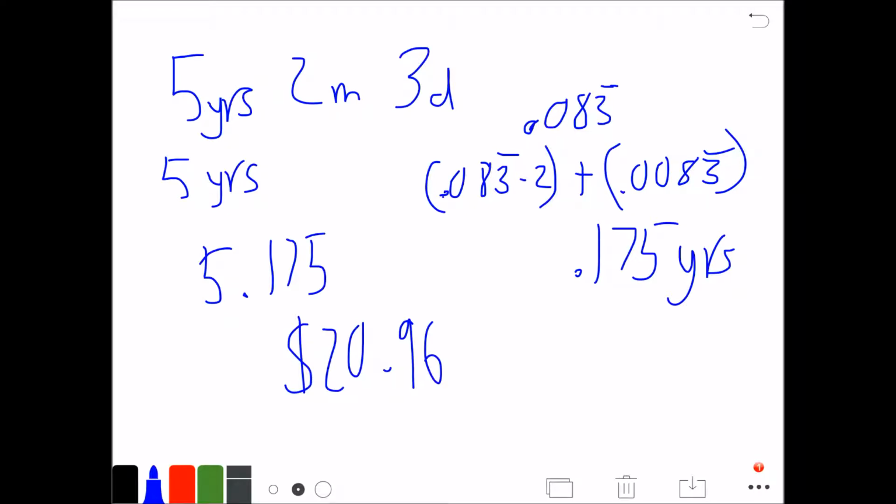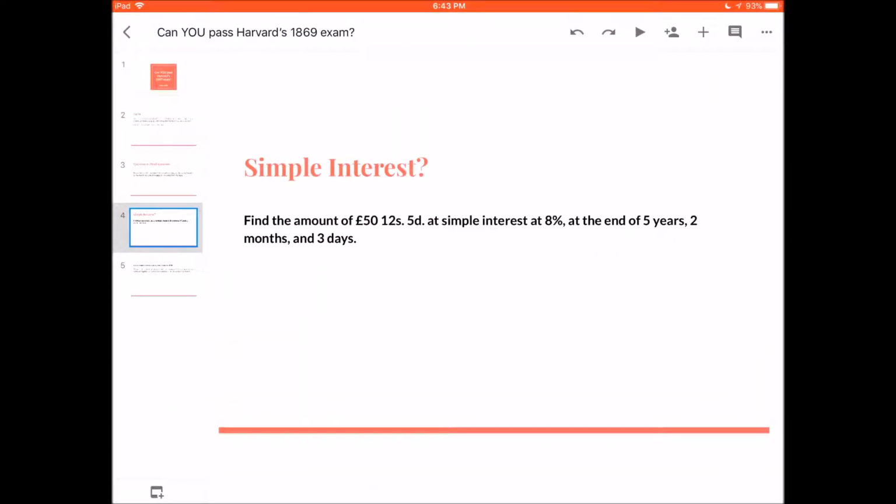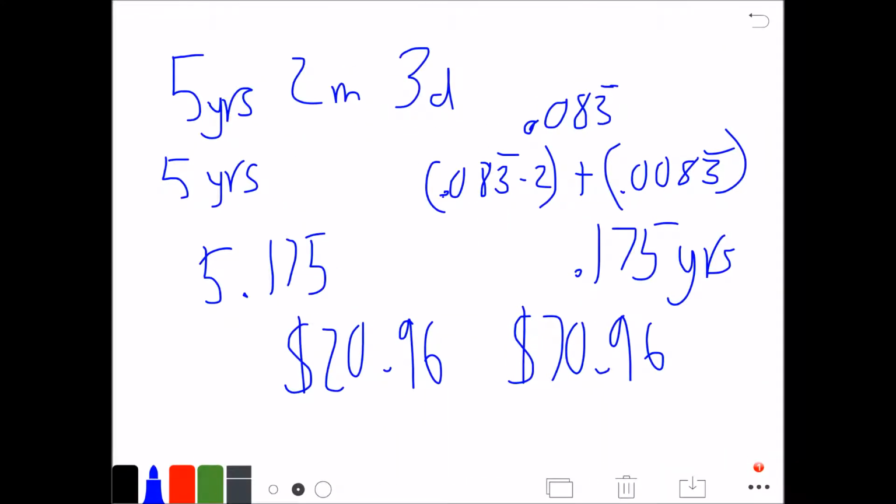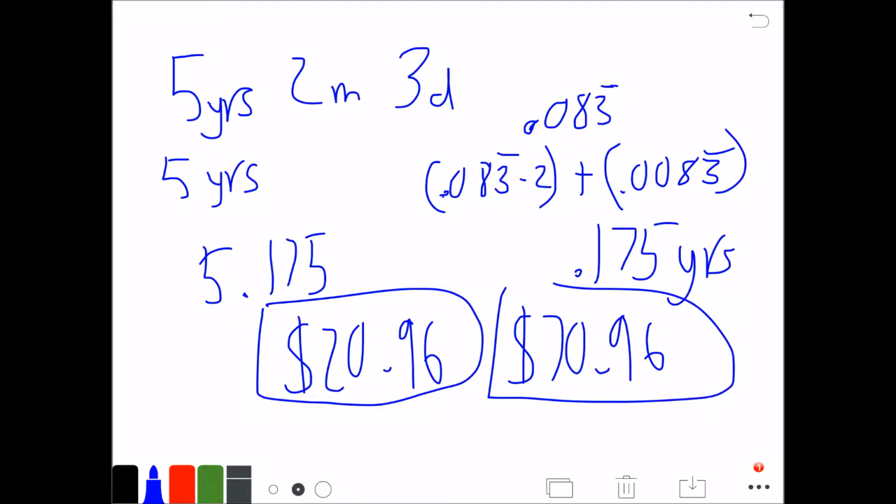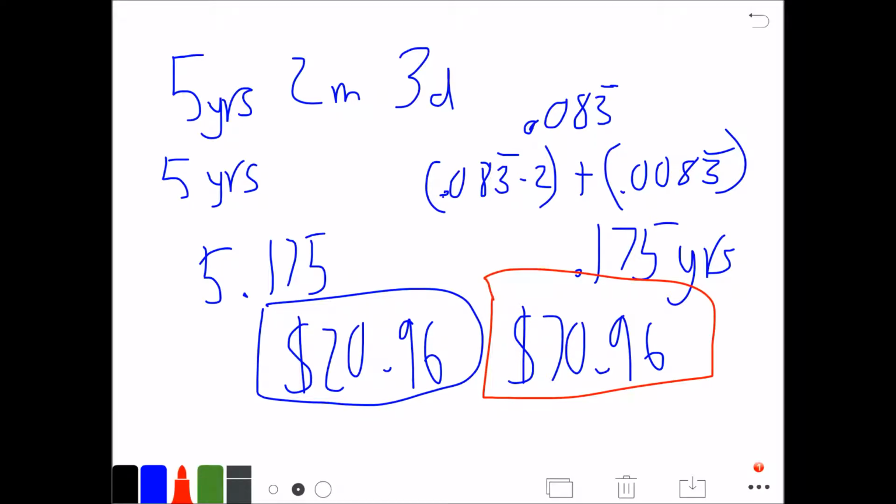So you multiply everything up, and I got around $20.96 as your interest. You add the two numbers up, and you get, I would say, around $70.96 total. This question is not that clear. It probably just wants interest, so your interest is $20.96, or your total is $70.96. Whatever, really, what they want. The question wasn't too clear.